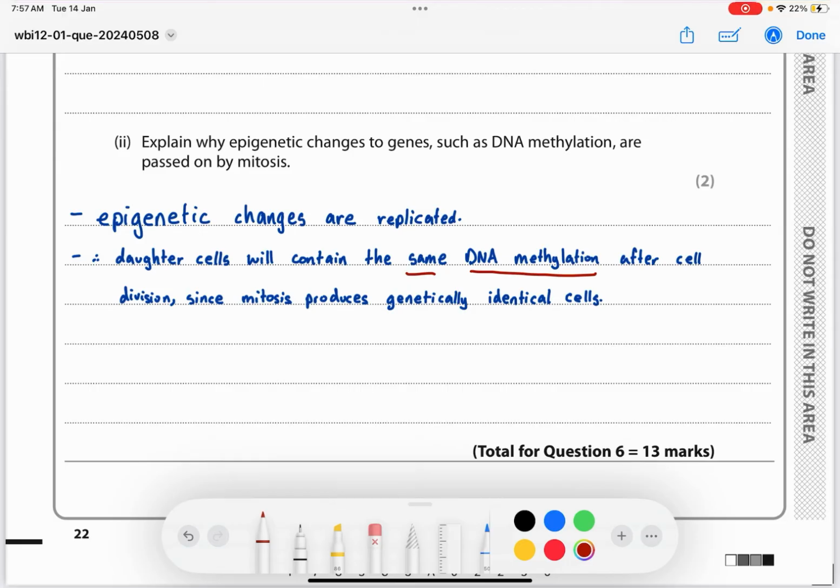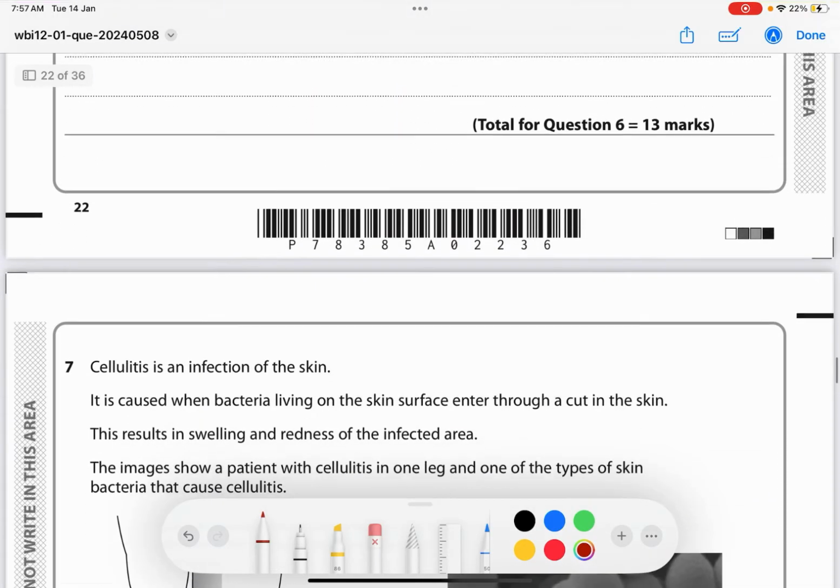Okay, so I think it's pretty easy to understand. If you're having some struggle with this, I would suggest to go over DNA, mitosis, meiosis once again. It'll help you guys out.